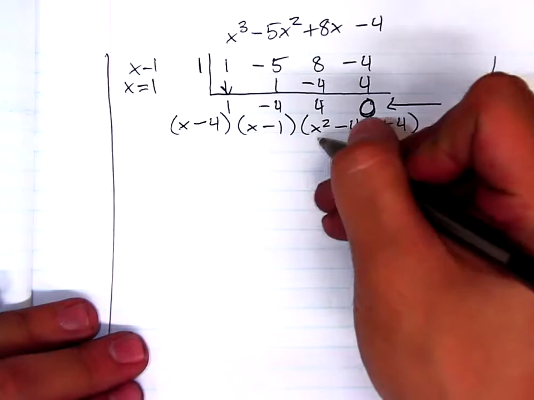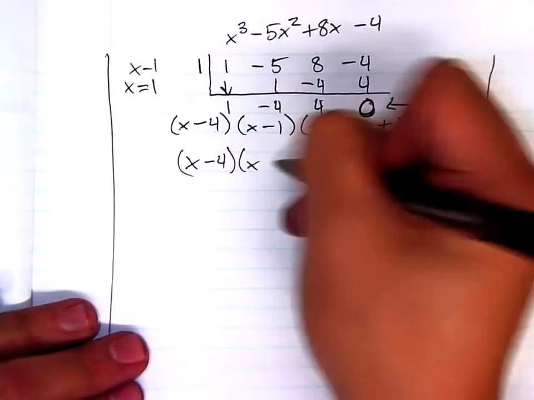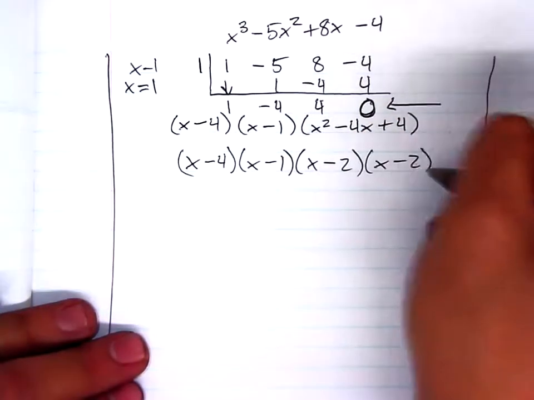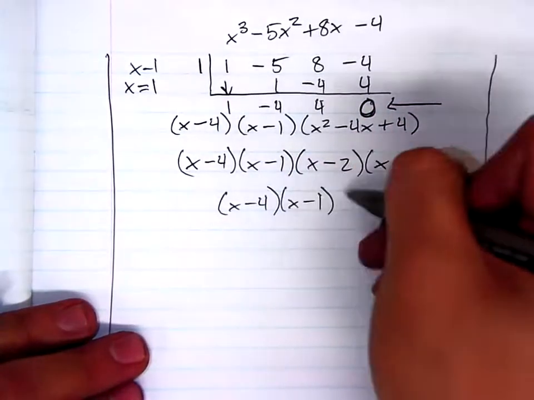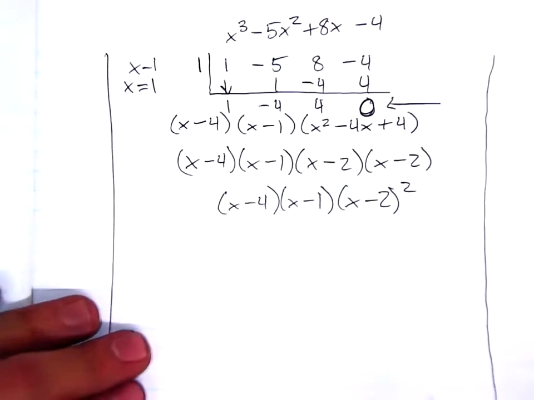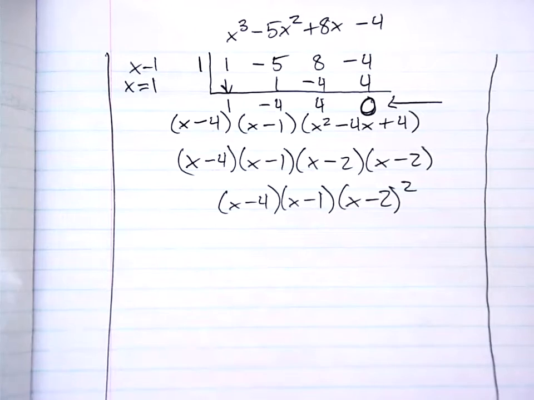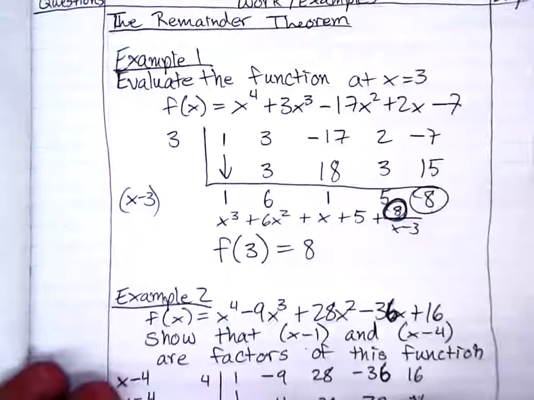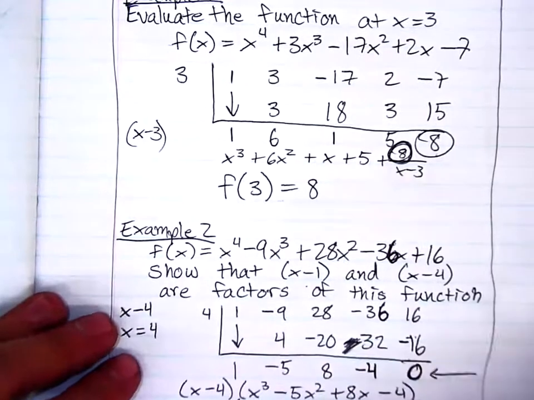So this I see as a perfect square trinomial. I'm going to go ahead and factor it all the way. x minus 4, x minus 1. This is going to be x minus 2, x minus 2. Or if you would like to abbreviate it, x minus 4, x minus 1, x minus 2 squared. Okay, so this is going to be pretty important because this suggests a certain multiplicity, as you guys might remember from the previous section. And this right here is actually the fully factored form for my original polynomial of x to the 4th minus 9x cubed plus 28x squared minus 36x plus 16.